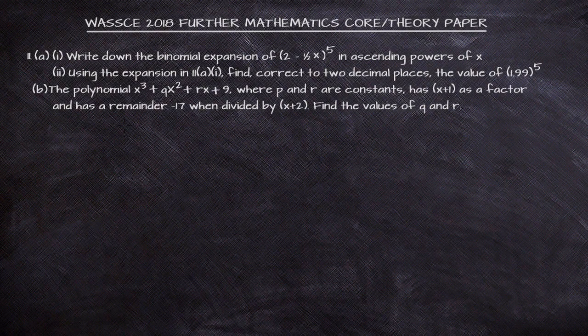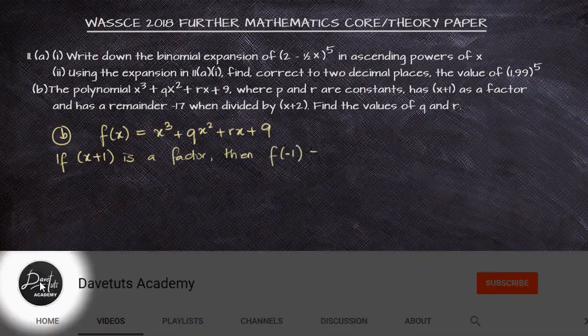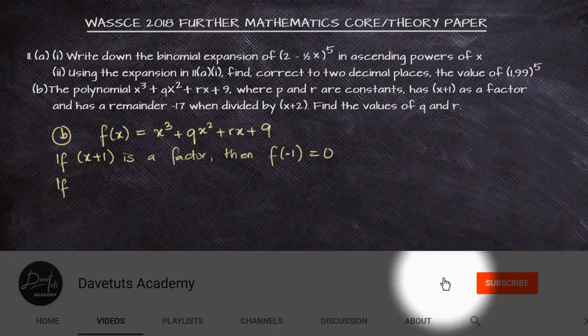So now, question number 11B, we are told that the polynomial that is given as x raised to power 3 plus px square plus rx plus 9, with p and r as constants, has x plus 1 as a factor, and the remainder minus 17 when divided by x plus 2. We have to find p and r. Now, we are going to be using the factor and remainder theorem, and the factor theorem states that if x plus 1 is a factor, then the function of minus 1 is going to be 0.